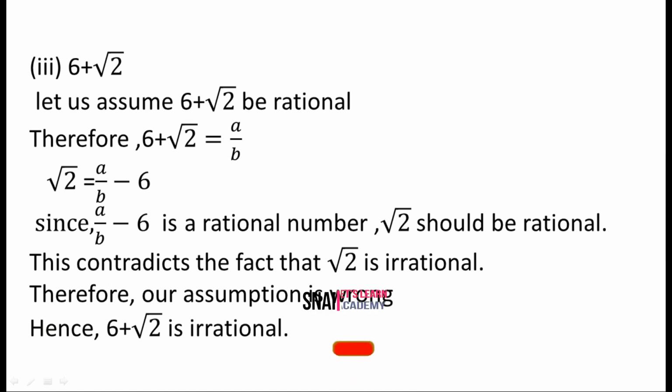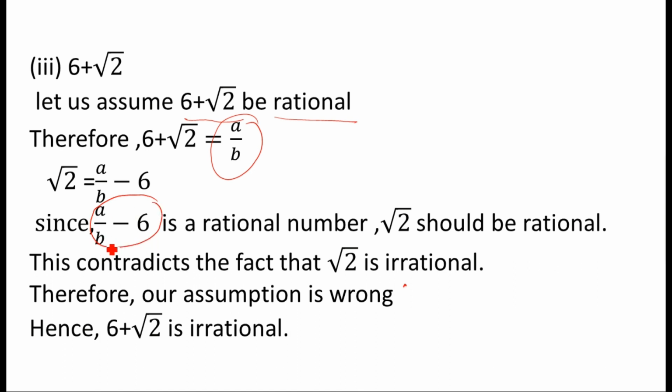Now, third part. We have to prove that 6 plus root 2 is an irrational number. In order to prove that 6 plus root 2 is an irrational number, let us take 6 plus root 2 as a rational number. 6 plus root 2 is equals to a by b. 6 goes on the right hand side of the equation, we get root 2 is equals to a by b minus 6. A by b is a rational number.